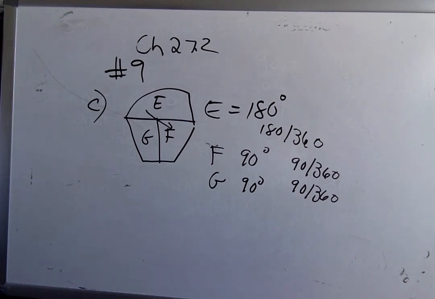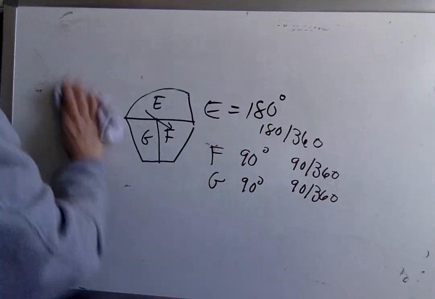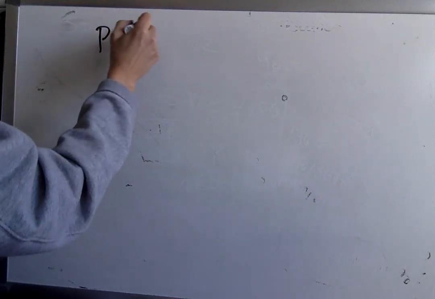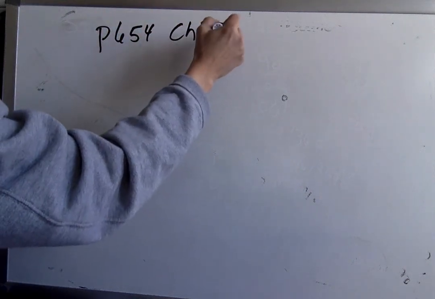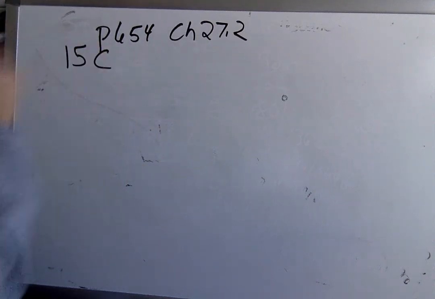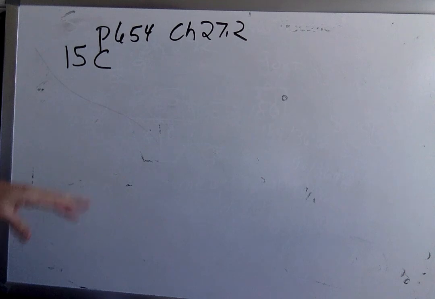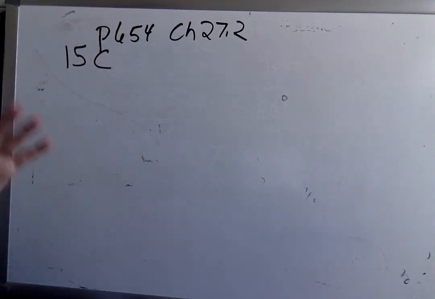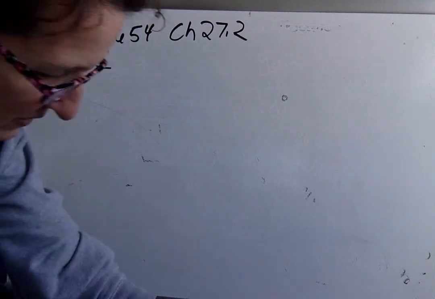All right, we've got one more problem to do. It's actually, again, part of your homework. I think this is page 654, chapter 27.2. I want to do 15C. Okay, I'm going to read it, write out the meat of it, then I'd ask you to pause it, try to solve it, then come back.